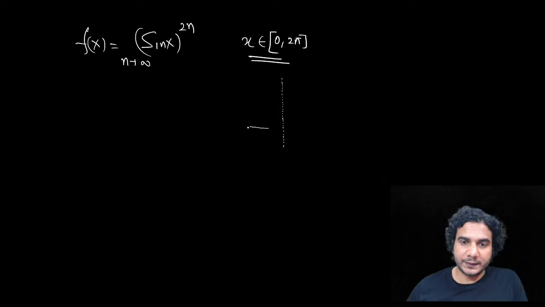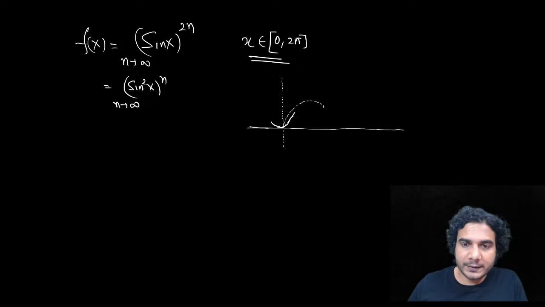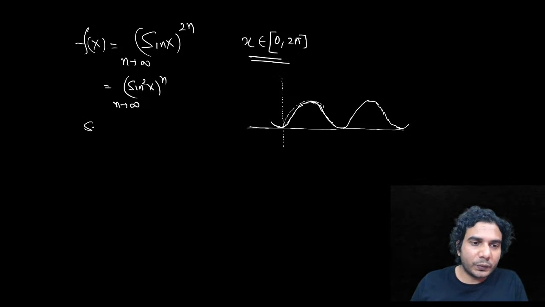So you know, you can write this as (sin square x) whole raised to n, n approaching infinity. So do you know the graph of sin square? It is like this only. Maximum value will be 1, but it will always be above the x-axis. This is the graph. So you know sin square x is always less than or equal to 1 and greater than or equal to 0, right?